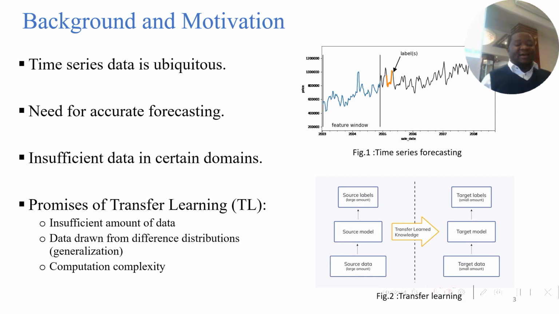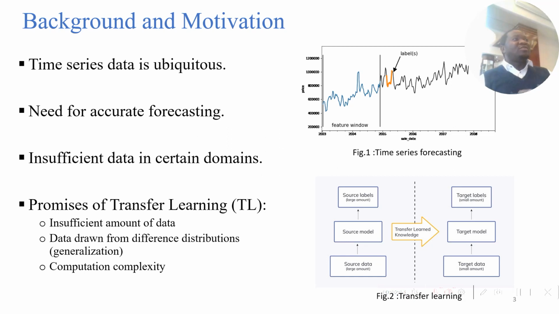Thankfully, there is a technique called transfer learning that is being researched extensively, and it comes with a promise that is threefold. First of all, it promises to assist in cases where we have an insufficient amount of data. And when we have data drawn from different distributions, it promises to help with some sort of generalization. And also, what we can gain when we use transfer learning is in computational complexity. It reduces computational complexity.